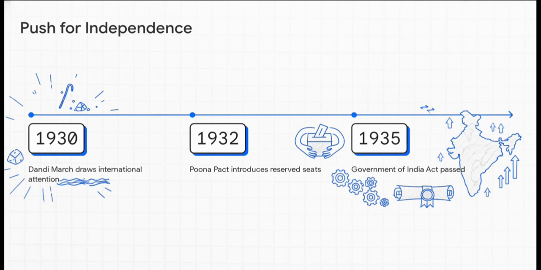The years that followed were packed with intense political maneuvering, including the 1932 Pune Pact between Gandhi and B.R. Ambedkar, which secured reserved seats for depressed classes instead of entirely separate electorates. Ultimately, all of this relentless nationwide pressure forced the British to pass the Government of India Act in 1935, which was by far their largest constitutional reform up to that point.